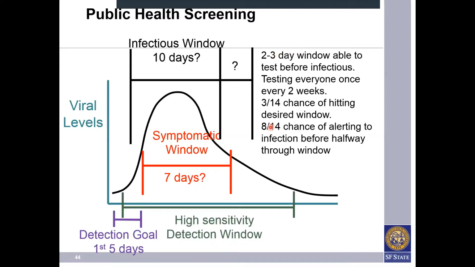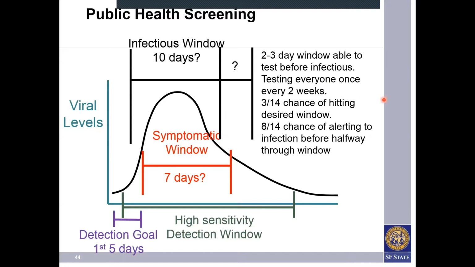If we're testing someone once every 14 days, you only have a 3 out of 14 chance of actually hitting that window. And really only an 8 out of 14 chance of getting a positive result sometime before they're halfway through their period of contagious, right? So if we're testing everyone only once every 2 weeks, there's not going to be necessarily a huge public health benefit. You're just not catching enough people before they've had the chance to spread the disease to more people. Especially if most of the disease transmission happens right here in this brief window before they develop symptoms, right? Then you are missing this window most of the time.